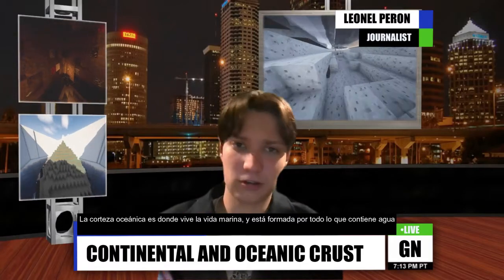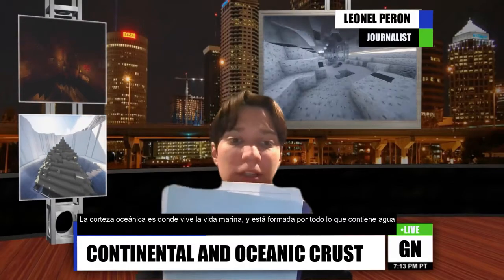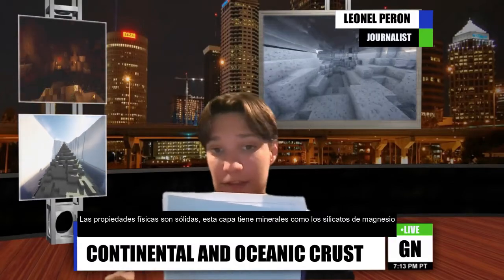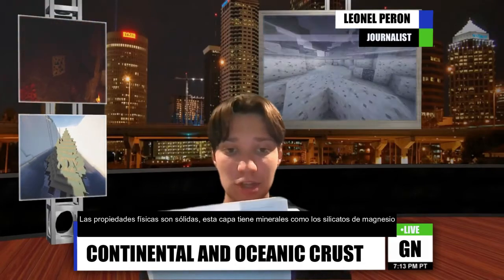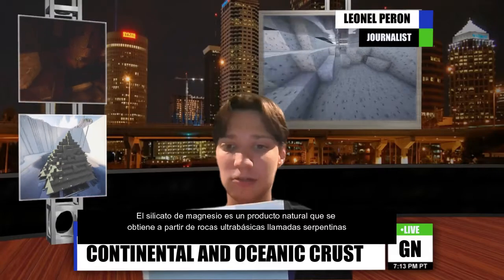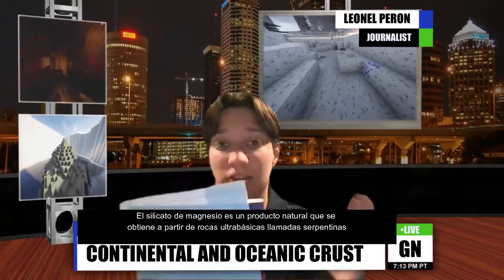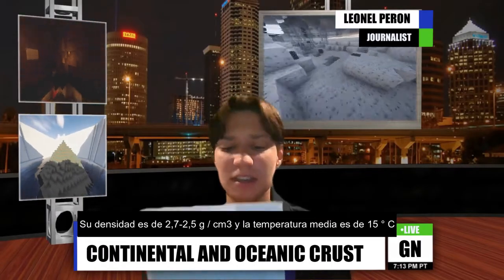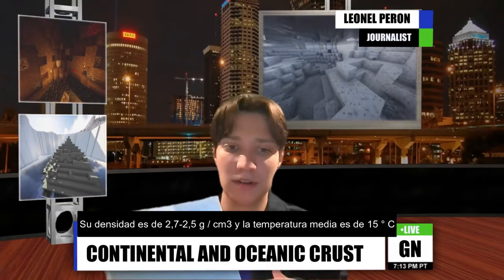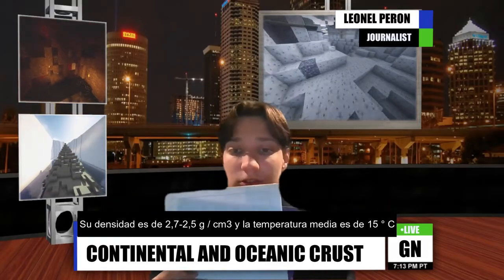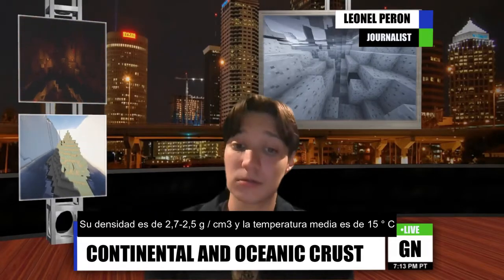And talking about the oceanic crust, it is where marine life lives, and it's formed by all that contains water. The physical properties are solid. This layer has minerals like magnesium silicates. Magnesium silicate is a natural product that is obtained from ultrabasic rocks called serpentines. Its density is about 2.7 to 2.5 grams per cubic centimeter. And the average temperature is about 50 Celsius too.